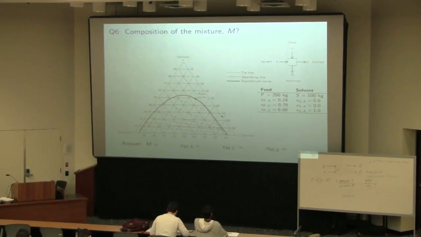So let's take our feed F and our solvent S, and there's the compositions of my feed and my solvent. So for that given composition and for those given flows, 250 kilograms of feed and 100 kilograms of solvent, find for me where the mixture lies. So we're not considering the raffinate and the extract yet, that will come up next. First find where the mixture of those two will lie and what the composition of that point is. You can do this analytically or graphically. I would ask you to do both, in fact, to prove to yourself that you can get roughly the same answers graphically and analytically.